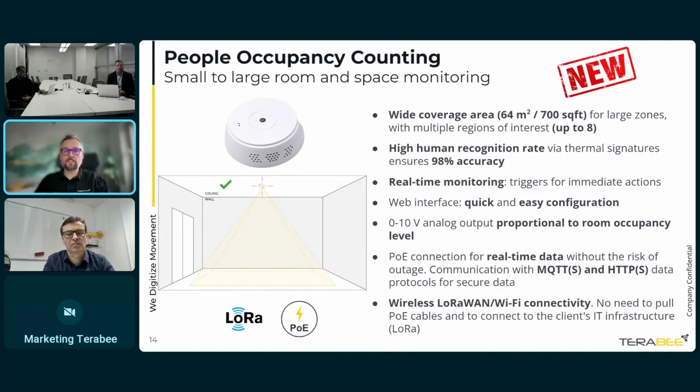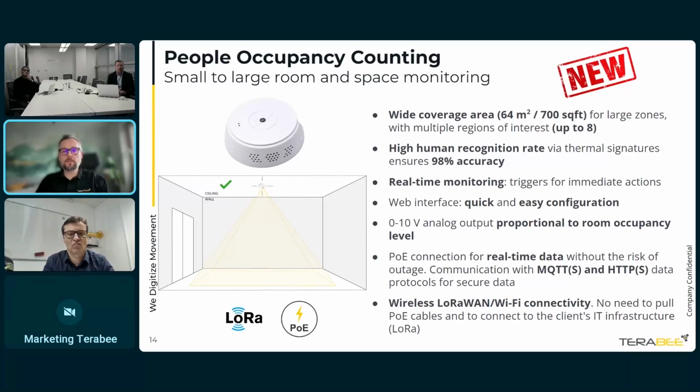And the second type of devices that we have in our offering are the people occupancy sensors. Mounting is a little bit different. You need to find the center of the space that you would like to monitor, but it can cover a very wide area, up to 64 square meters or 700 square feet. So this is a large zone that can even be divided into multiple regions of interest, up to 8 of them. And we can send data to the server for each of the zones separately.